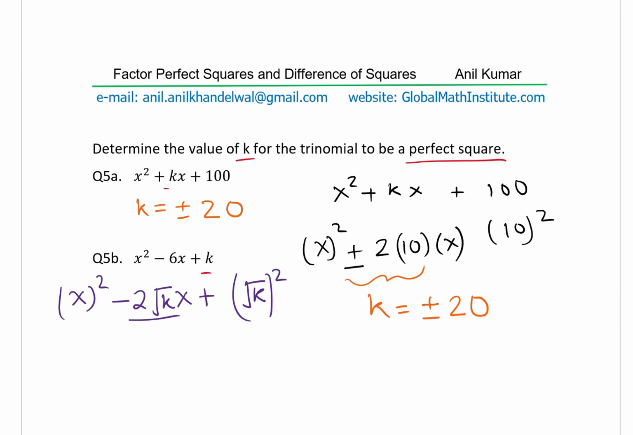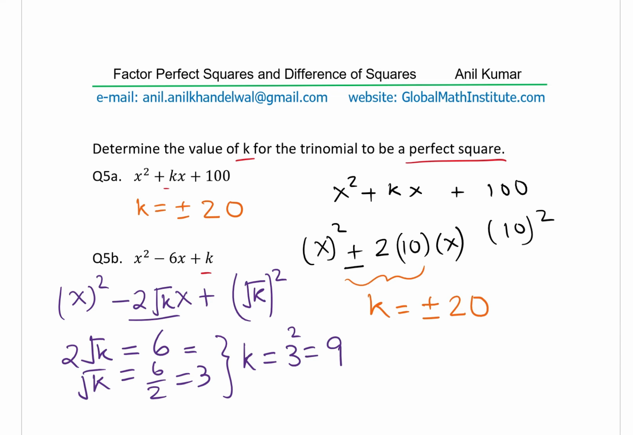So that means 2 times square root of k is equal to 6. And now we can divide by 2. So we get square root of k is equal to 6 over 2, which is 3. So what is k equal to? Well, we'll square now. So 3 squared is 9. So the value of k here is 9. And we get our answer that k in the second case is equal to 9. Does it make sense to you? Not 3. It is 3 squared, 9.